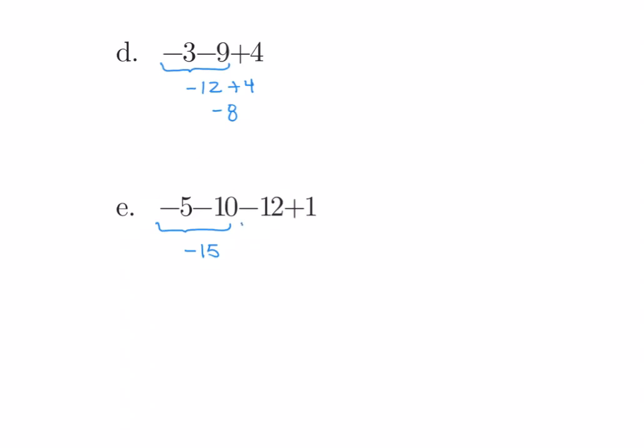I'm also going to combine negative 12 and positive 1. These numbers have different signs. Remember, that's a negative 12. And if we combine those, we're going to subtract and keep the sign of the larger number. Now if we go ahead and combine negative 15 and negative 11, these have same signs. So we are going to add and keep the sign. We get negative 26.